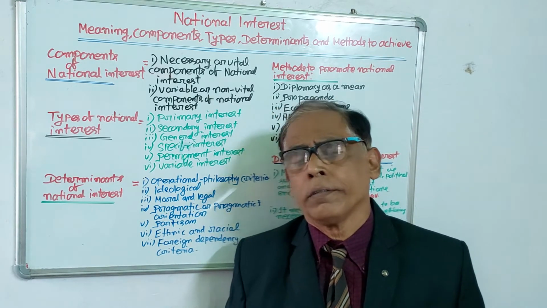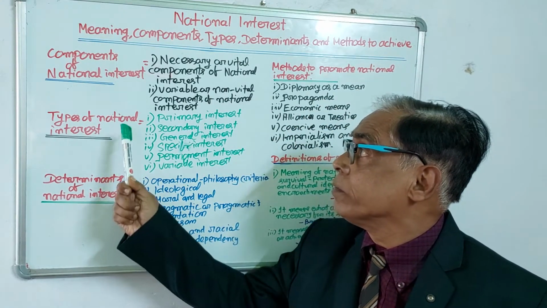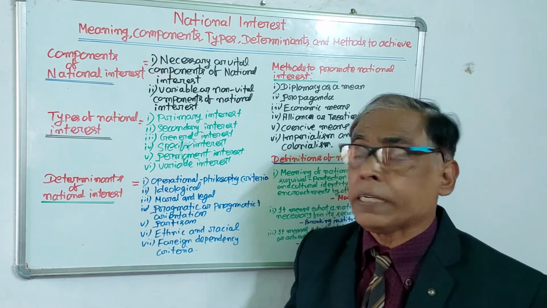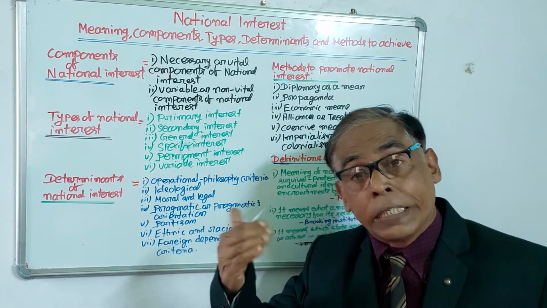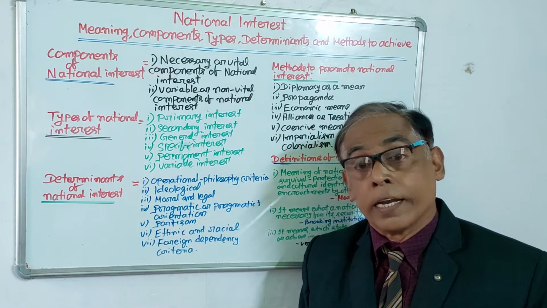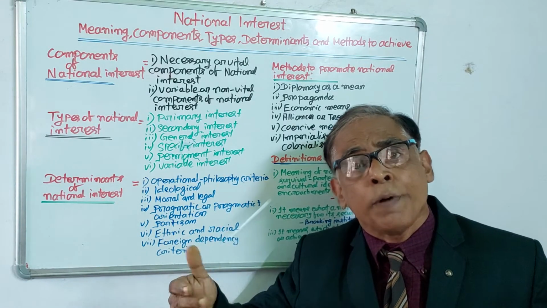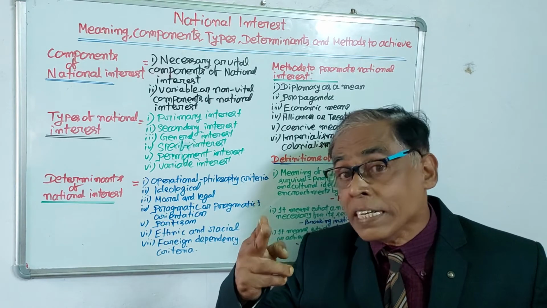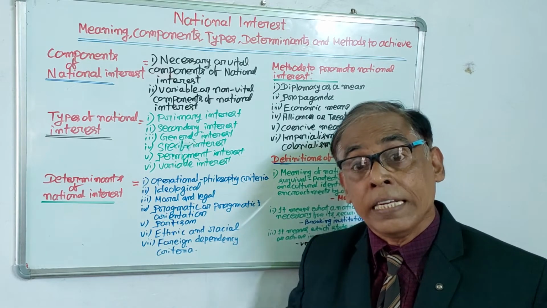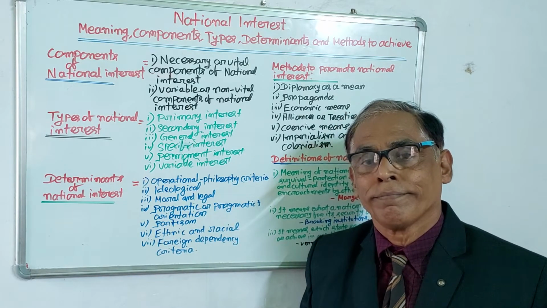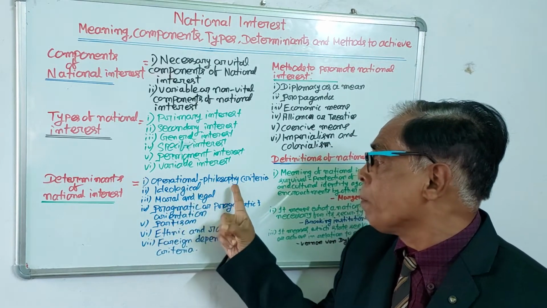So, you are clear: meaning of national interest, components of national interest, types of national interest. Now we'll discuss determinants of national interest. Who determines the national interest? Just as a student is determined by parents, teachers, friend circles, in a similar manner a national interest is also determined. The first determinant of national interest is the operational philosophy criteria.